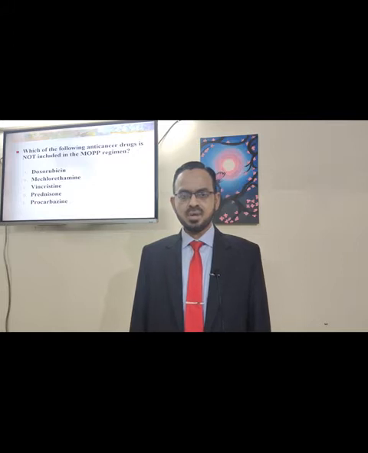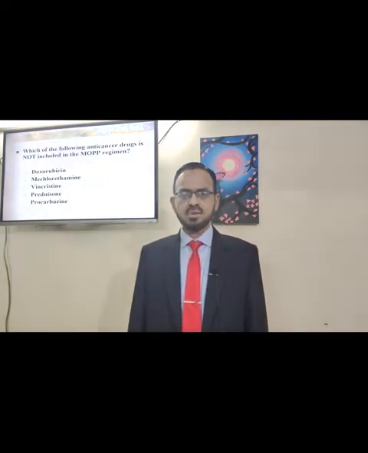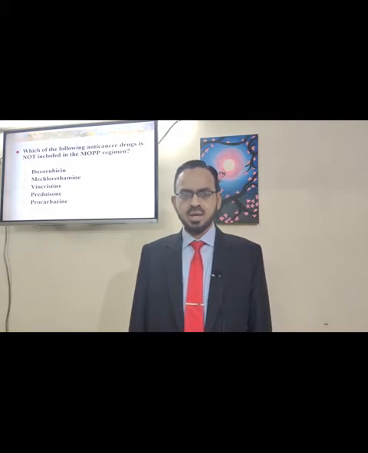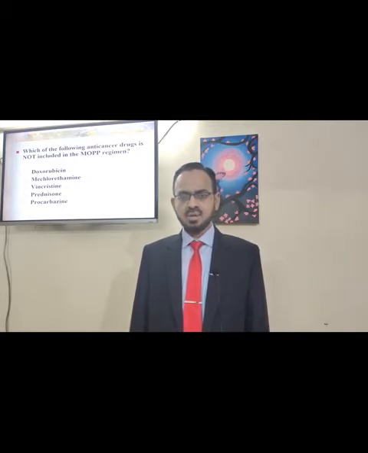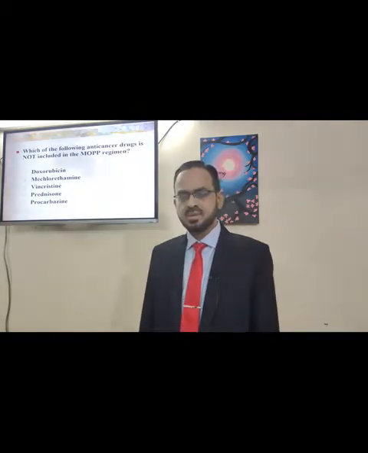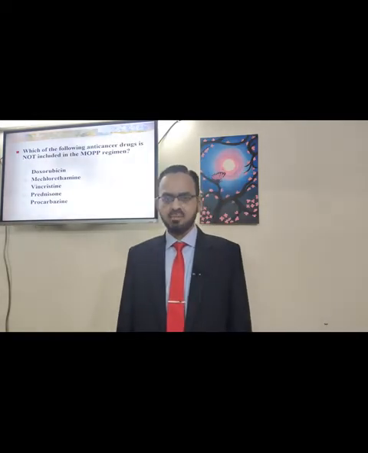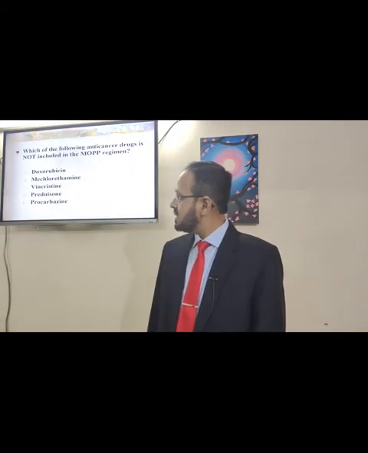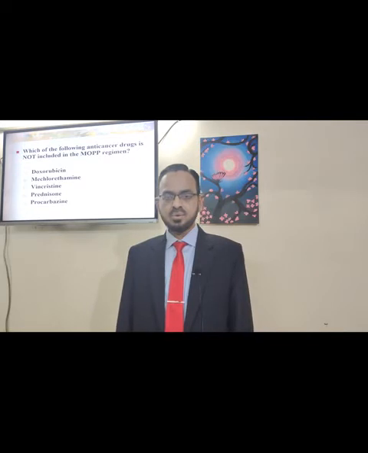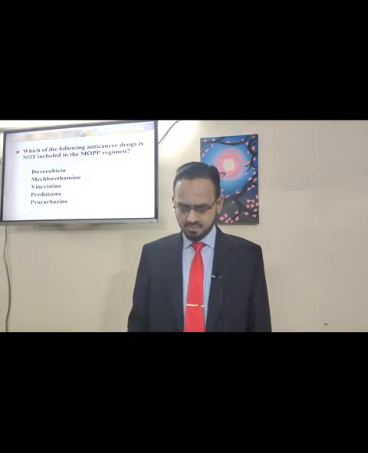The next question, which of the following anti-cancer drugs is not included in the MOP regimen? So this is the learning objective, the different anti-cancer regimens. M, if you remember, stands for mechlorethamine, an alkylating agent. O stands for vincristine, which is oncovin, the trade name of vincristine. The first P stands for prednisone. The second P stands for procarbazine. That is MOP regimen for the treatment of which cancer? Yes, for Hodgkin's lymphoma. And the answer here is A, doxorubicin is not among the drugs included in the MOP regimen.